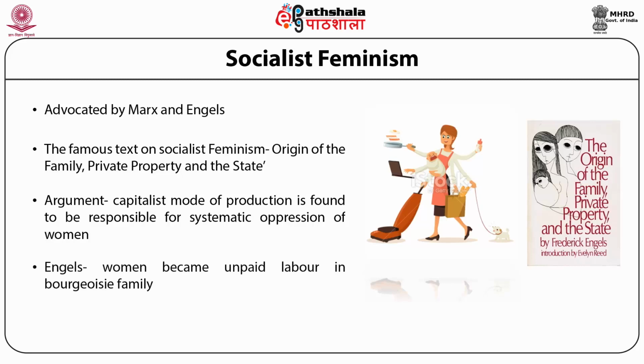Engels believed that women became unpaid labor in the bourgeois family. So women were free and they enjoyed liberty before the advent of private property. But with the emergence of private property, they faced discrimination in all spheres. And this discrimination began from the family, where they were denied any kind of property rights. Modern capitalism was thus seen as a source of gender inequality.